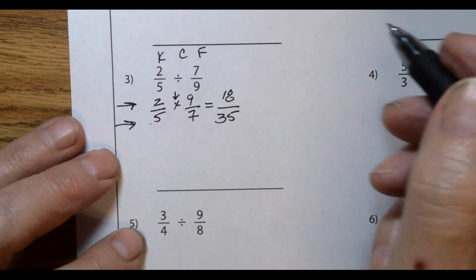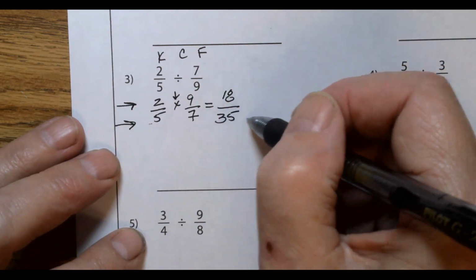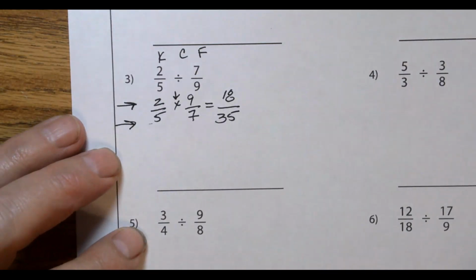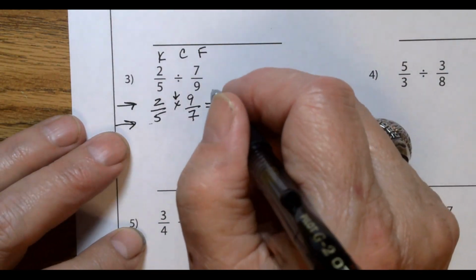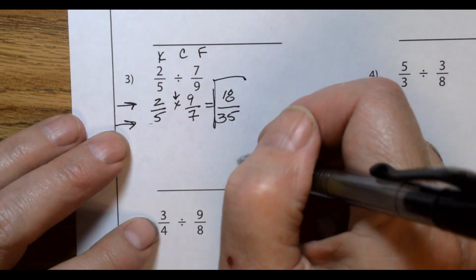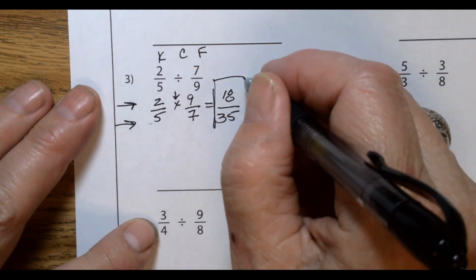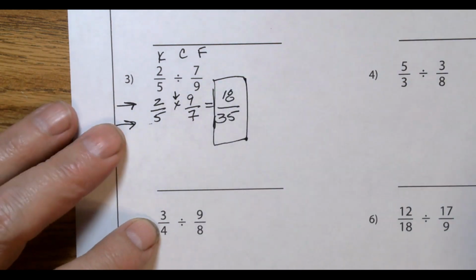Okay, and 18 is an even number. This is an odd number. I have no common factors, so it is a proper fraction, because the numerator is smaller than the denominator. So this is my final answer, 18/35.